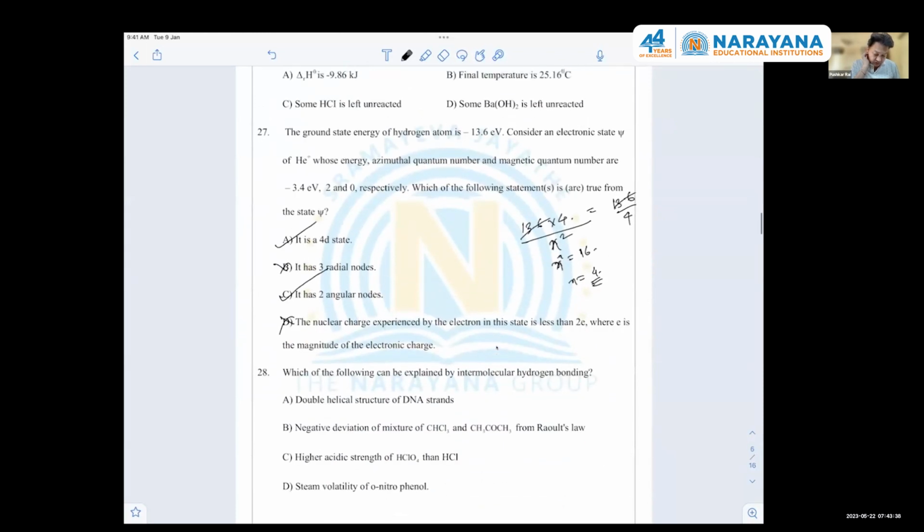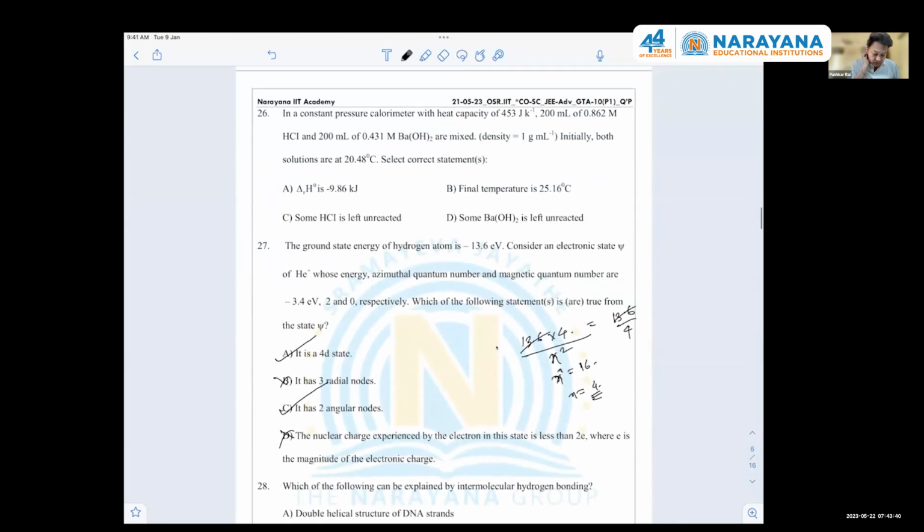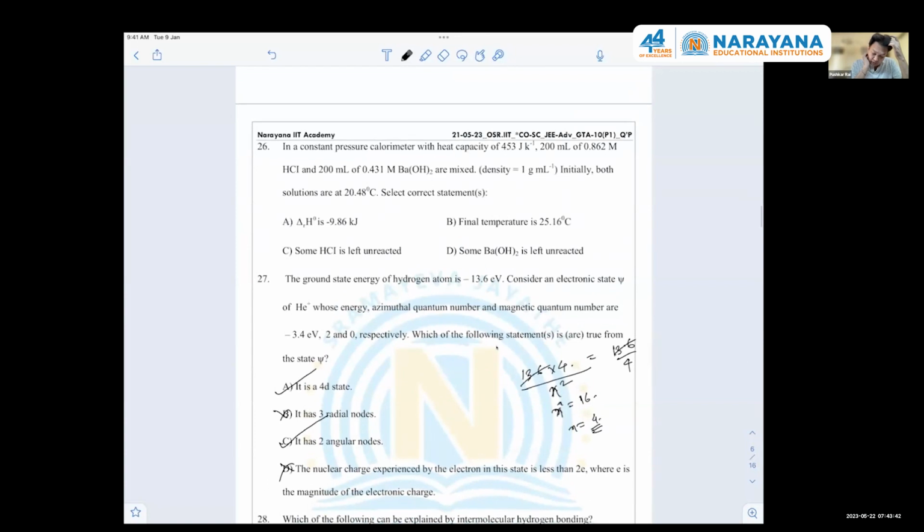Next question is question number 26. Is there any doubt? What has been done? Any doubts here? In a constant pressure calorimeter with heat capacity of this, 200 ml of 0.862 m HCl and 200 ml of 0.43 m B were mixed, density is this. Initially, both solutions are at 20.4 degrees centigrade. Select the correct statement.